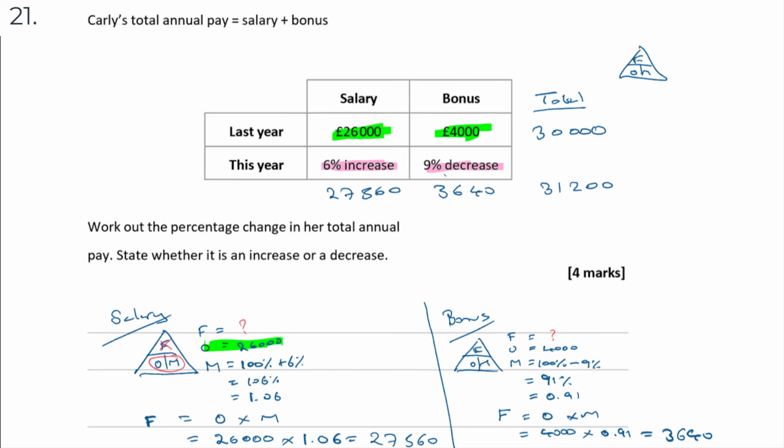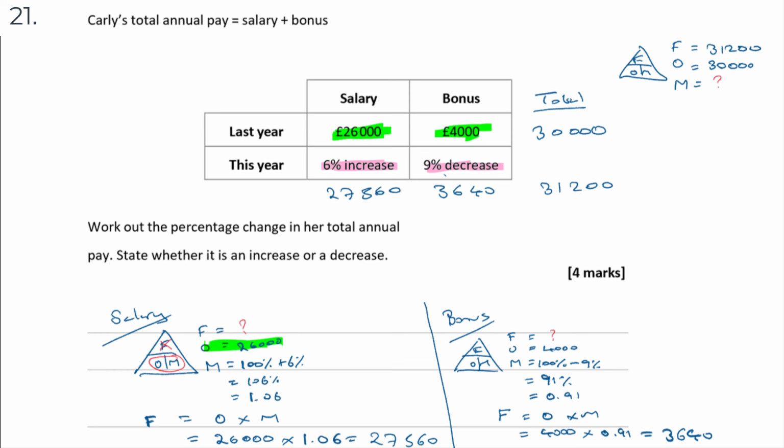Final, original, multiplier. This time we know the final and the original. We want the multiplier. The final is the new salary, 31,200. The original is the old salary, 30,000. And the multiplier is the thing we want to find. We want to find the percentage change, don't we? That's the thing we want.